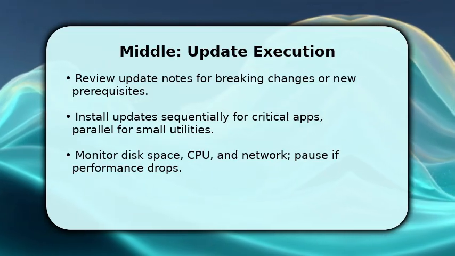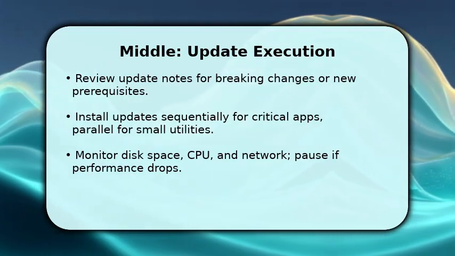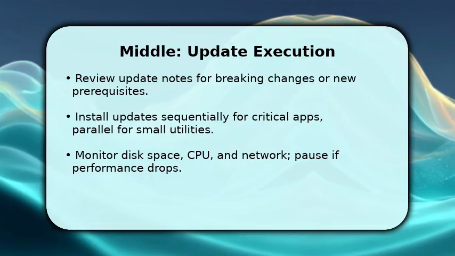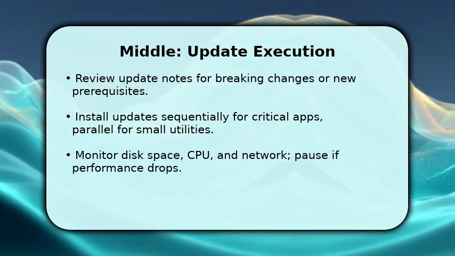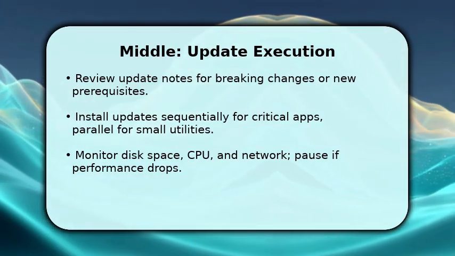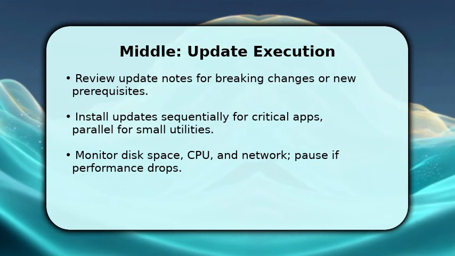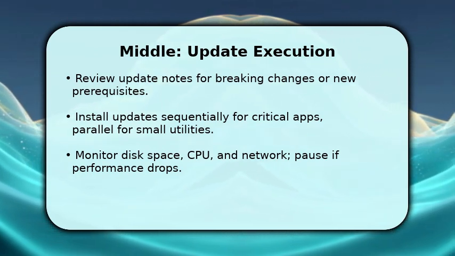As updates run, watch disk space, CPU, and network. Low resources cause corruption. If performance dips, pause non-essential updates and free space. This careful execution reduces rollbacks and ensures clean upgrade.